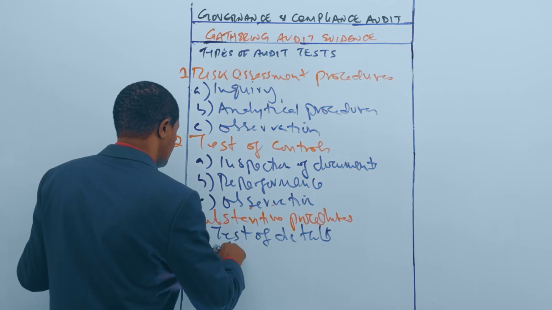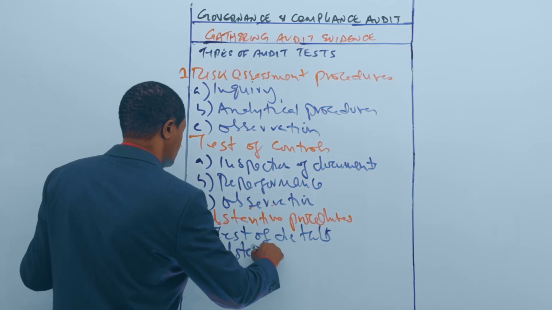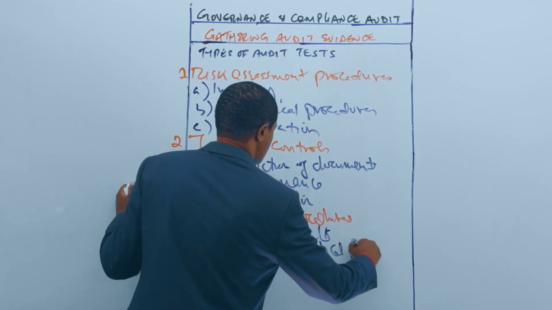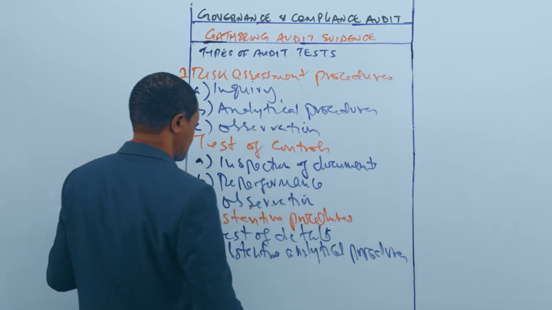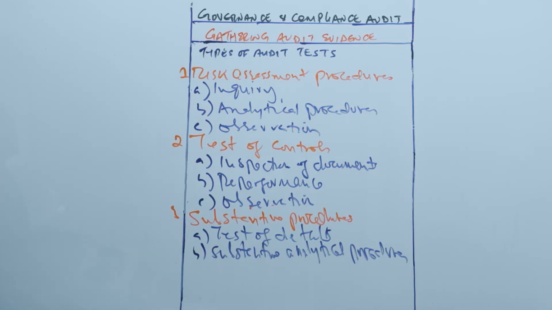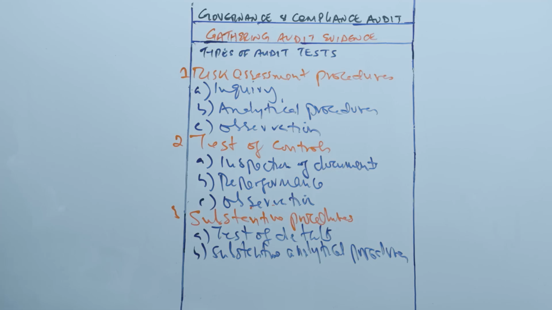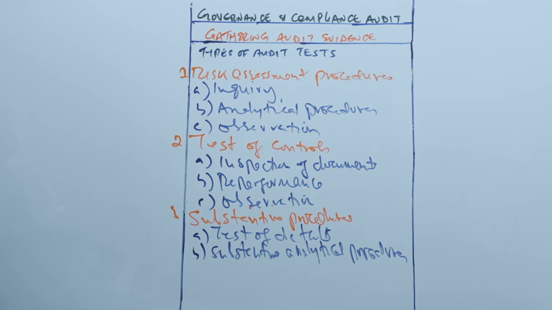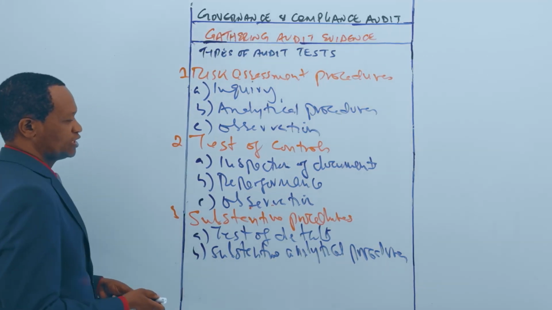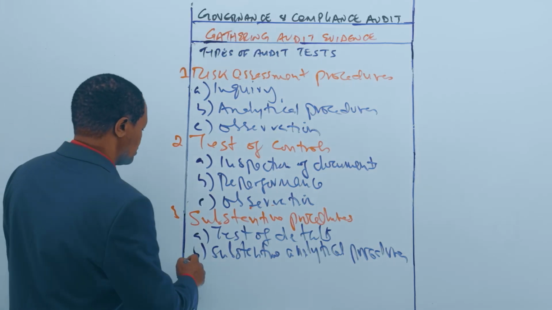You may also do substantive analytical procedures. That means using mathematical relationships to see if data makes sense. For example, you can do a calculation of the expected social security tax based on the total head count and compare it to what was actually paid. That's one way to carry out substantive analytical procedures.